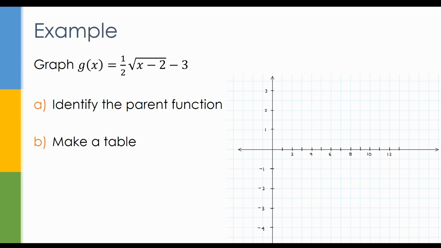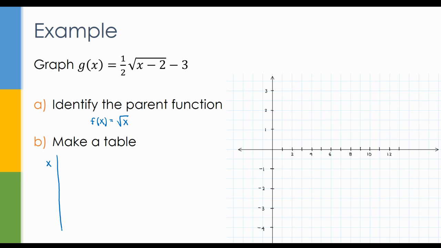Okay, one more example together. We're going to graph g of x equals 1/2 times the square root of x minus 2, and then minus 3. So once again, if I want to identify that parent function, I'm stripping away all the extra stuff, and it looks like we are dealing with a square root of x.